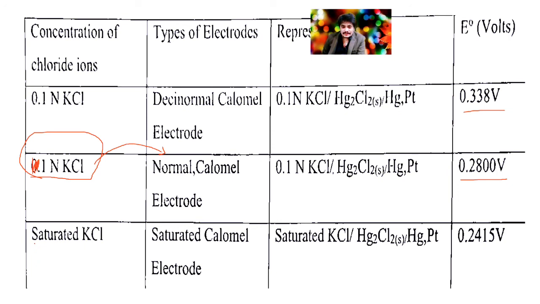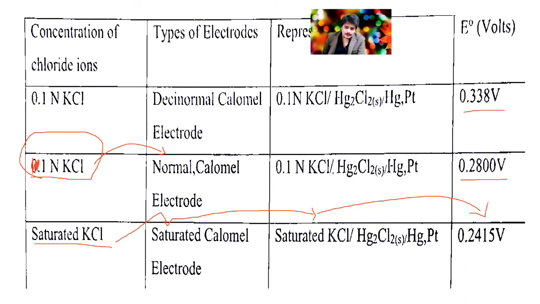And coming to the last one, if the concentration of KCl, that is the concentration of the chloride ions, is saturated, then the calomel electrode is called a saturated calomel electrode, about which we have discussed in this class. This is how it is represented, and the standard reduction potential value of the saturated calomel electrode is 0.2415 volt.